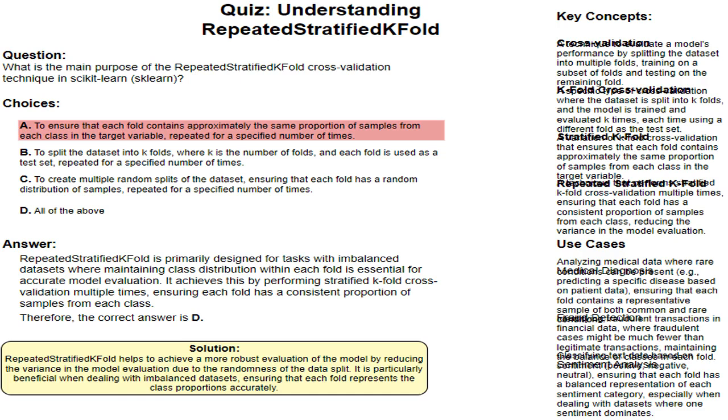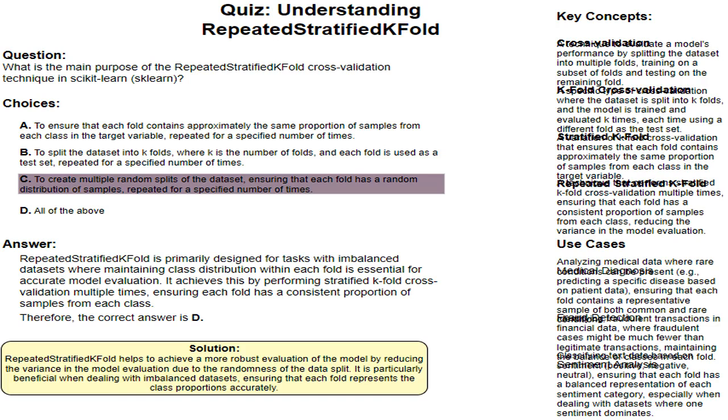Correct. This is a core function of repeated stratified k-fold. It aims to maintain class distribution within each fold, ensuring a balanced representation of all classes in the target variable. To split the dataset into k-folds, where k is the number of folds, and each fold is used as a test set, repeated for a specified number of times. Correct. This is a fundamental aspect of k-fold cross-validation, which is the basis of repeated stratified k-fold. The dataset is divided into k-folds, and each fold serves as a test set in turn.